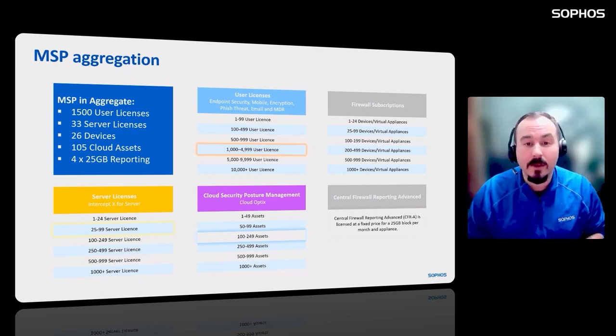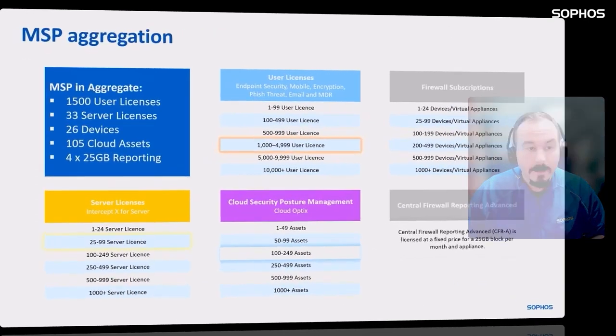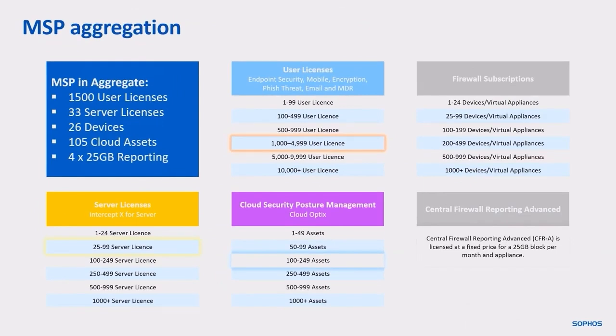So in the example here, we have an MSP with 1,500 user licenses. Now, this doesn't have to be 1,500 Intercept X Advanced licenses. This can be one giant 1,500 user customer, or these 1,500 licenses can be spread across 20 different customers. All we look at is the license type. It can be any combination of user licenses spread across any number of customers. That will give us our total, which puts us at the 1,000 to 4,999 price band for user licenses.